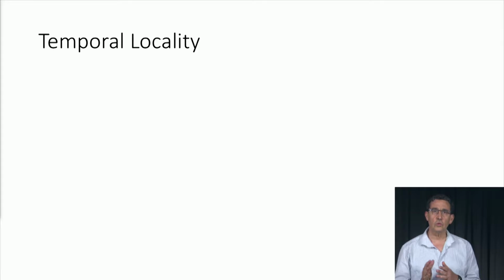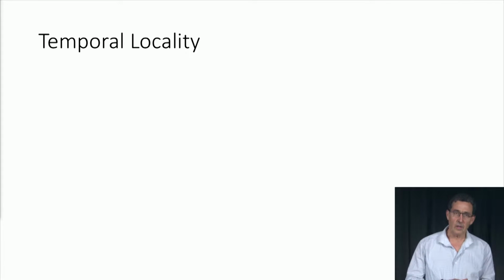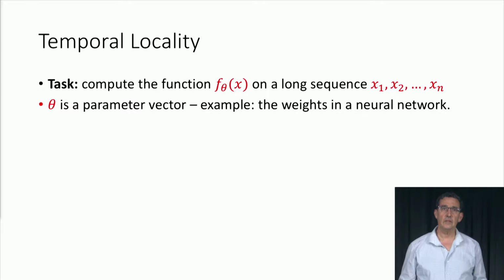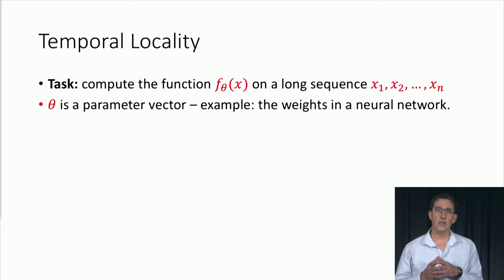So we're going to talk about two types of locality. First, temporal locality, which means accessing the same element again and again and again. So the task, suppose, is to compute the function f theta of x on some long sequence of x's, x1, x2, and so on. Theta is the parameter vector. So for example, if you're using a neural network, theta might be all of the weights in the neural network.